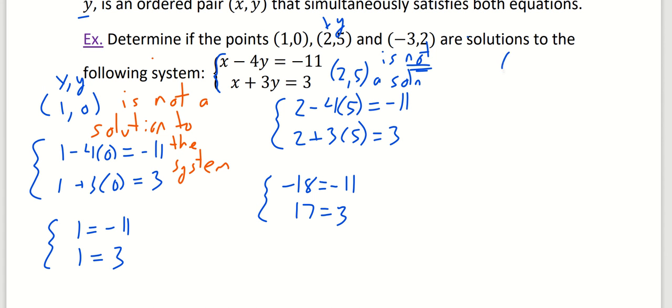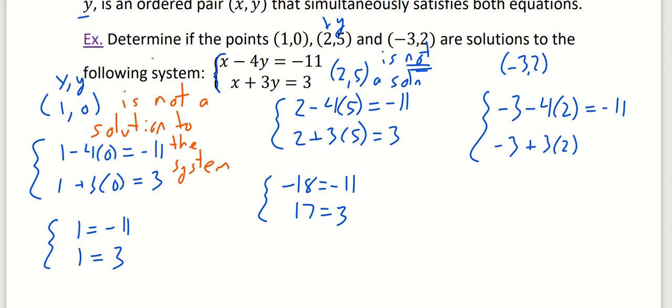Let's try one more. Let's check to see whether the ordered pair (negative 3, 2) is a solution. Everywhere we have an x, we're going to put negative 3. Everywhere we have a y, we're going to put positive 2. And let's see. Negative 4 times 2 is negative 8. Combining it with a negative 3 will give us negative 11. So the first equation does check out.